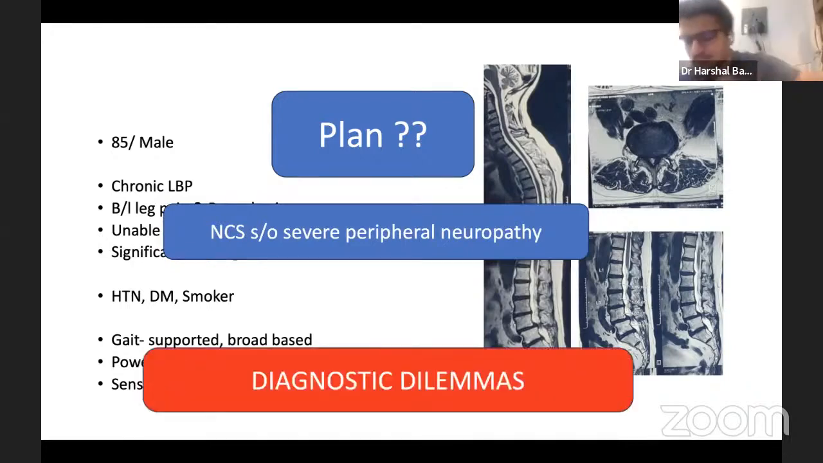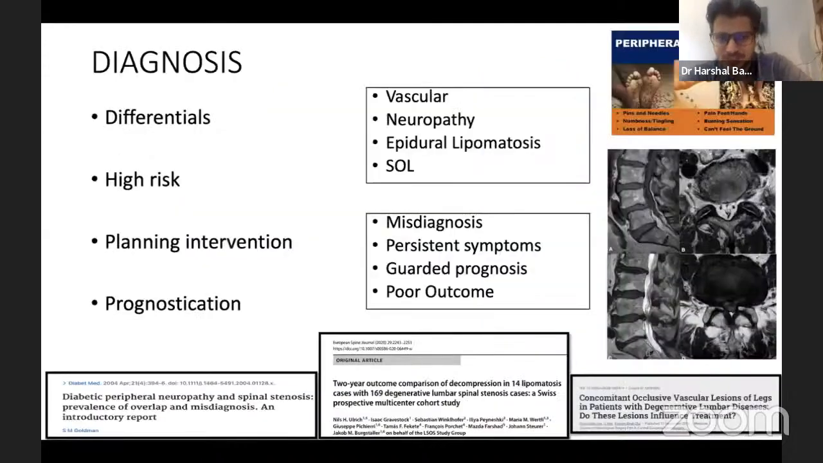Perfectly, very rightly mentioned. So there was a diagnostic dilemma: what is the cause? It should not directly affect us in such scenarios where it is proven on a radiological study that there is significant nerve compression and there are matching symptoms, but there is one more add-on diagnosis. So you should be able to prognosticate, as very rightly said by Sir. Why is it important to know the diagnosis? There are many differentials. There may be vascular, neuropathic, epidural lipomatosis, and a space occupying lesion is another.